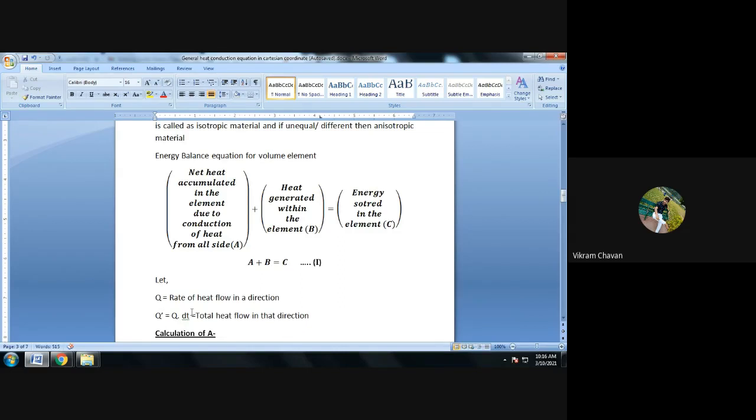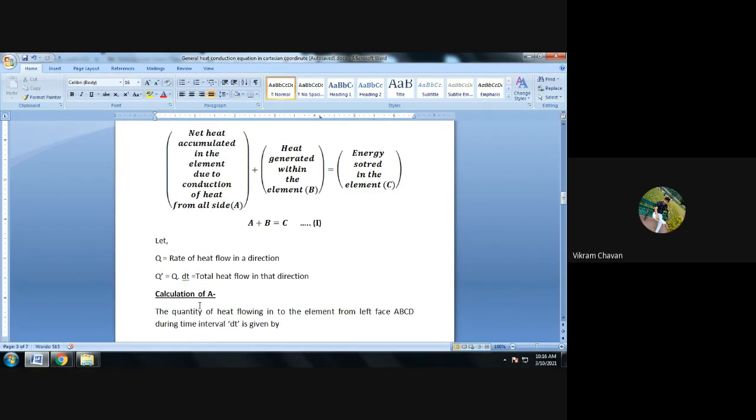Further, we need to calculate part A. What is part A? Net heat accumulated in the element due to conduction of heat from all sides. Calculation of A: the quantity of heat flowing into the element from the left face. First of all, we consider one face only, the ABCD face, which is maintained at T degrees Celsius. The quantity of heat flowing into the element from the left face ABCD during the time interval dt is given by the following.